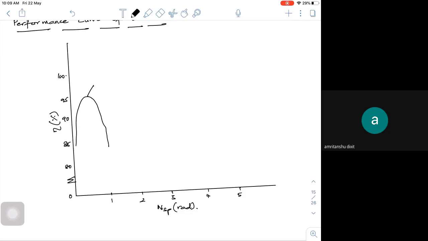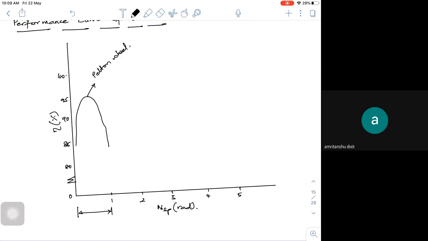Okay, your efficiency curve for a Pelton wheel will be something like this. This is the range. This is for a low specific speed, maybe 0.6 or 0.7 or 0.9 or something. And at a specific speed of around 0.5 or 0.6, I will be reaching a peak of around 90-95%.